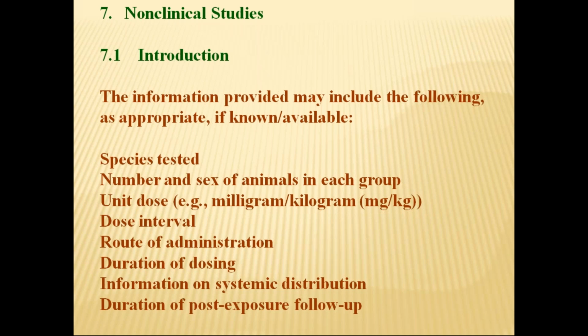Section 7 is about non-clinical, and section 8 is about clinical. 7.1: species tested, number of animals in each group, unit dose used, dose interval, route of administration, duration of dosing, distribution and systemic distribution, duration of post-exposure follow-up, exposure dates and duration, and so on.